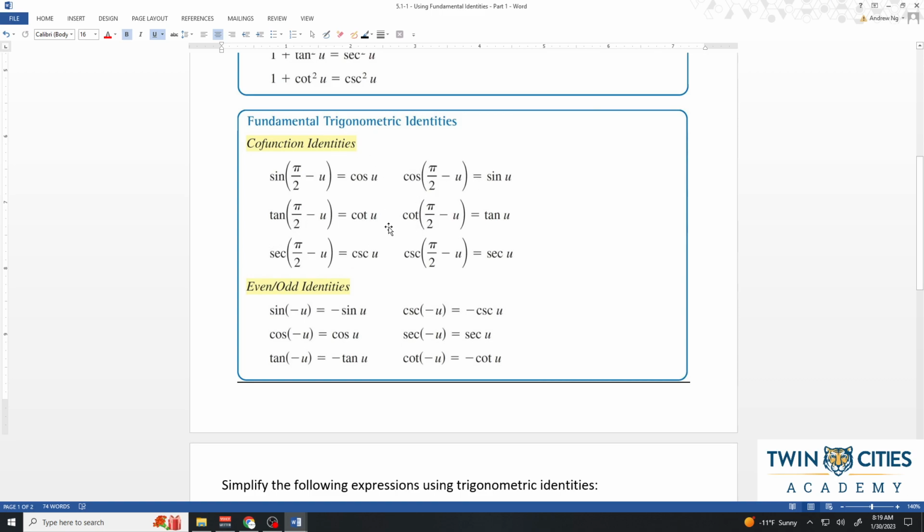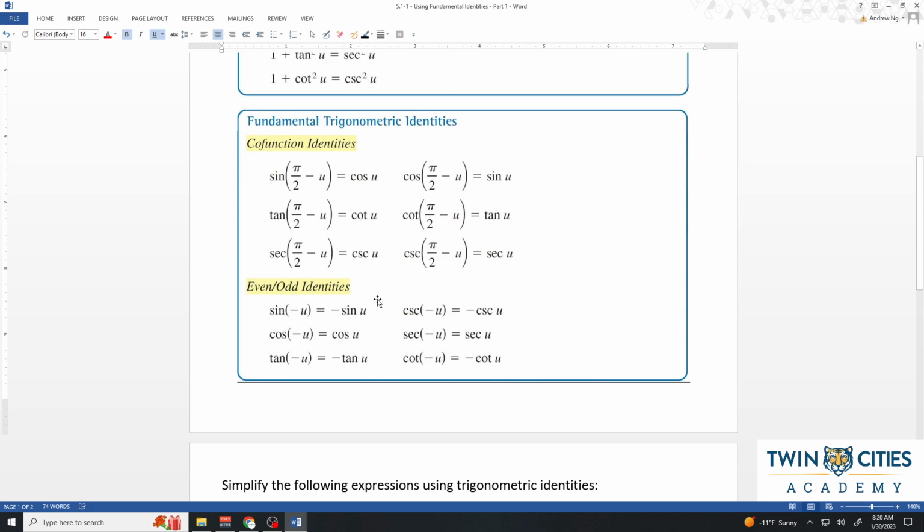Tangent and cotangent, similarly: tangent of pi over 2 minus u equals cotangent of u, cotangent of pi over 2 minus u equals tangent of u. And then secant and cosecant, similarly: secant of pi over 2 minus u equals cosecant of u, cosecant of pi over 2 minus u equals secant of u.